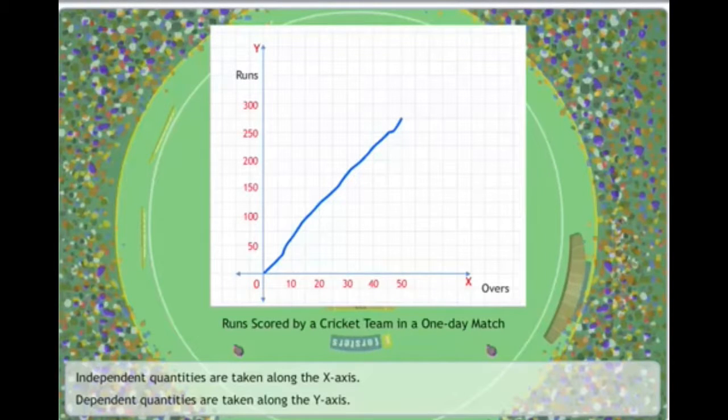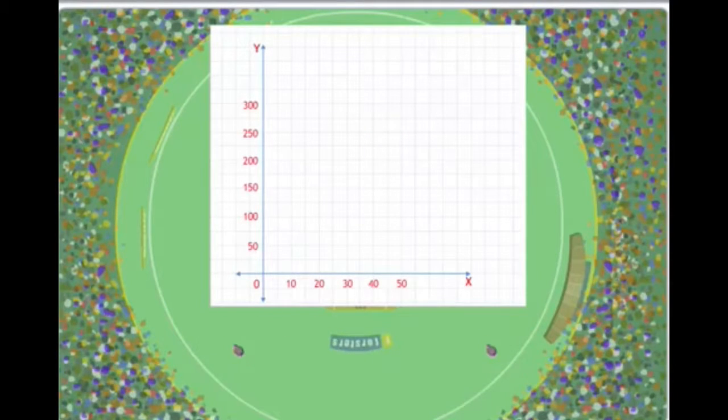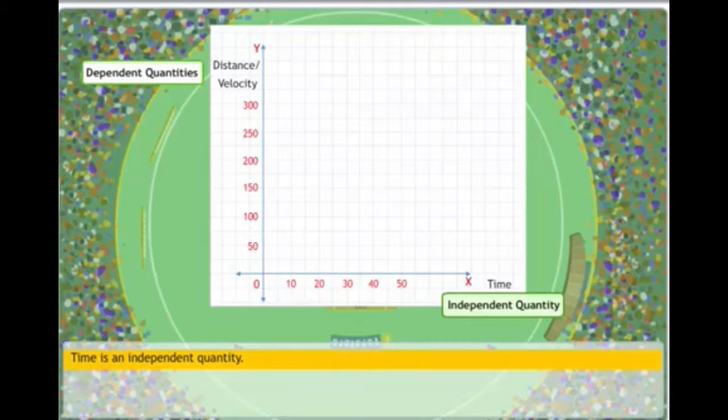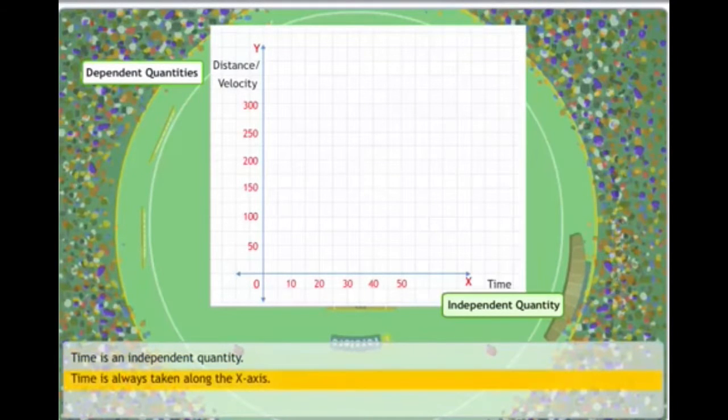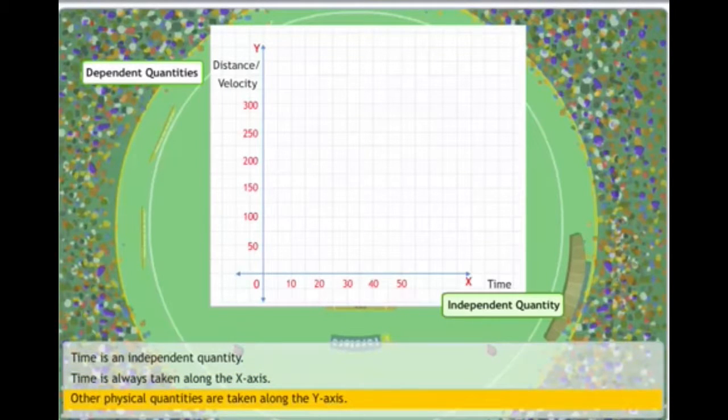Similarly, we can use line graphs to describe the motion of an object. In motion graphs too, physical quantities such as distance or velocity show dependence on time, while time is an independent quantity. Therefore, time is always taken on the x-axis, and the other physical quantities are taken along the y-axis. You can create graphs in motion by comparing distance, displacement, or velocity to time.